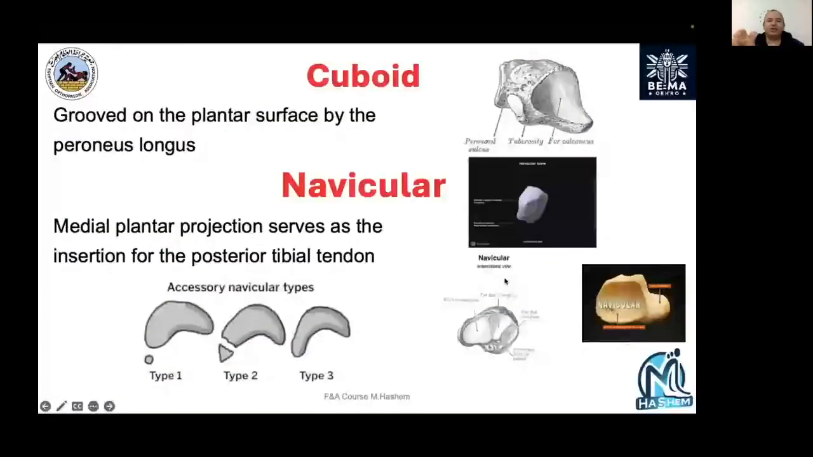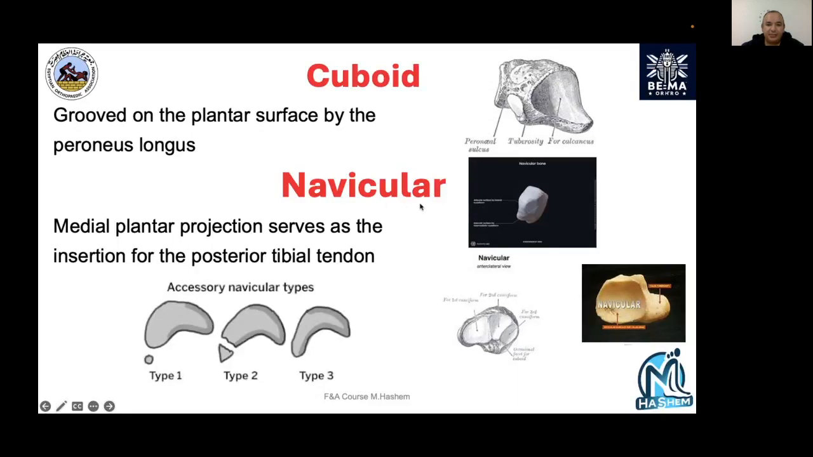The cuboid, as you can see, is box-like, cuboid in shape. It has a connection with the calcaneum in the back and with the fourth and fifth metatarsals in the front. This facet is for the calcaneum, as we agreed. It has a groove for the peroneus longus and a tuberosity on the lateral aspect, where it connects with the fourth and fifth metatarsals.